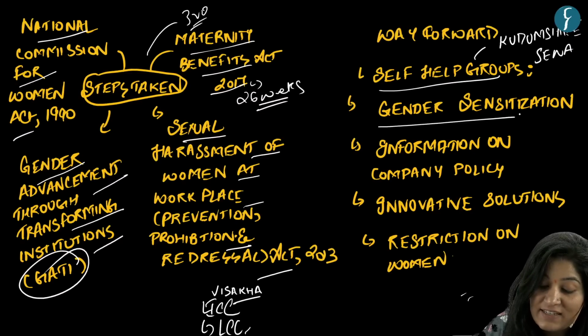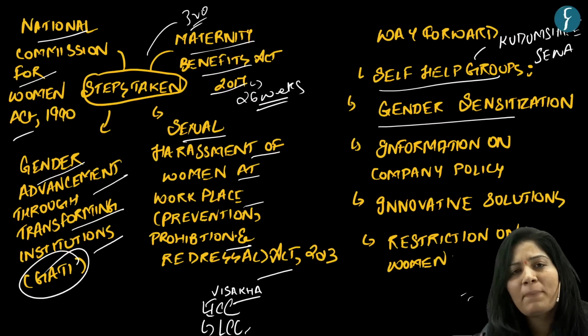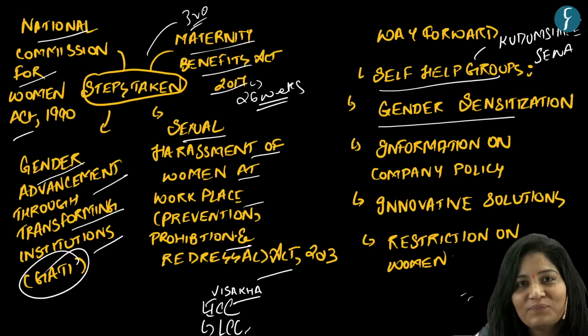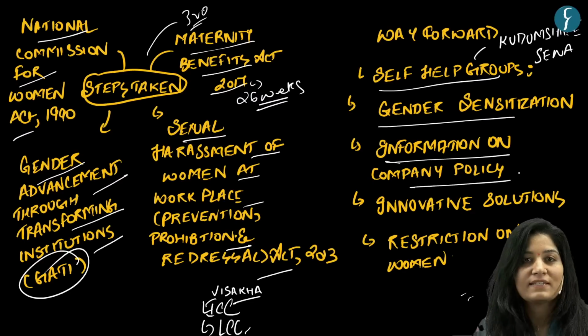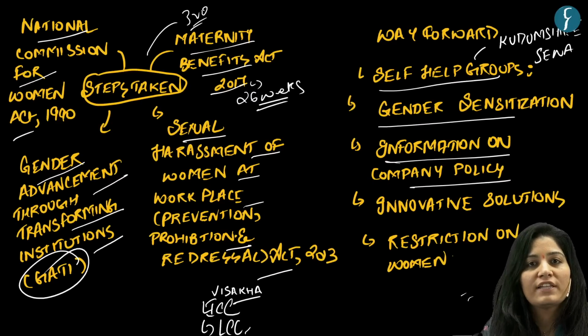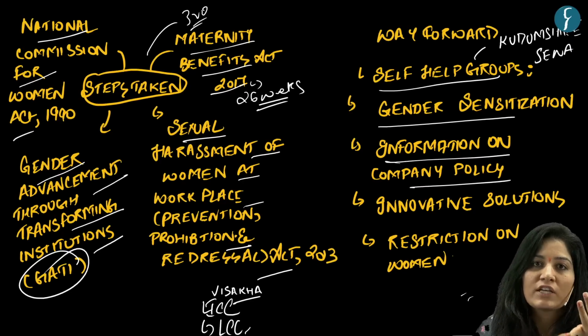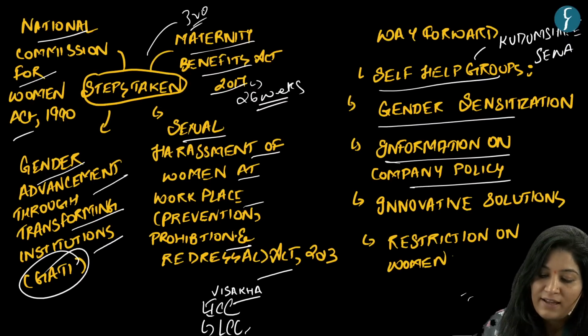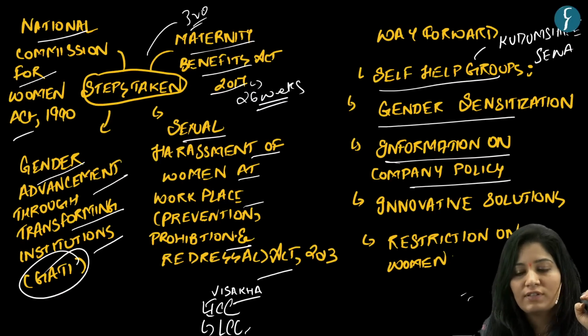Then next is gender sensitization. This is very important. There is a need to sensitize male employees in an organization, and this should be part of the HR induction policy. Okay. The next is information on company policy. This is much needed: once females join an organization, they should be well briefed about the protocols with respect to sexual harassment, gender discrimination, etc. This will enhance women's participation in an organization.